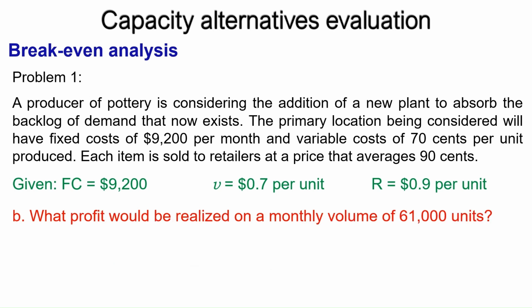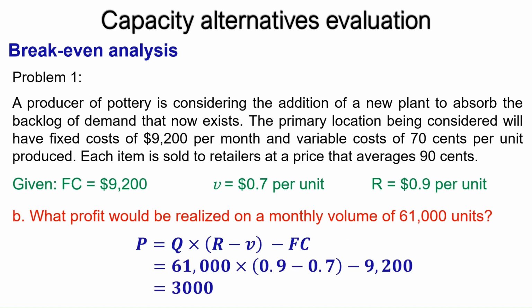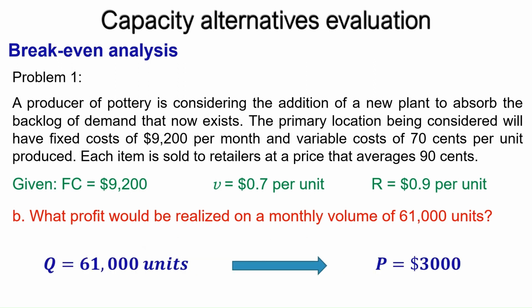The second question is to calculate the profit if the monthly production volume is 61,000 units. Substitute the given values in this formula. P equals 61,000 multiplied by (0.9 minus 0.7), all minus 9,200, which equals $3,000. So, the profit corresponding to a monthly production volume of 61,000 units is $3,000.